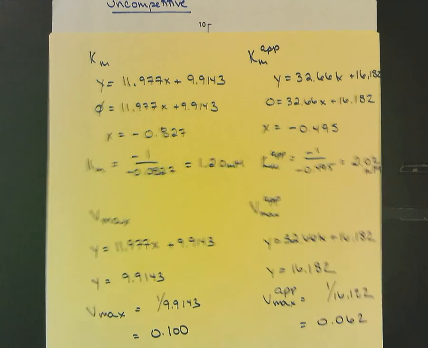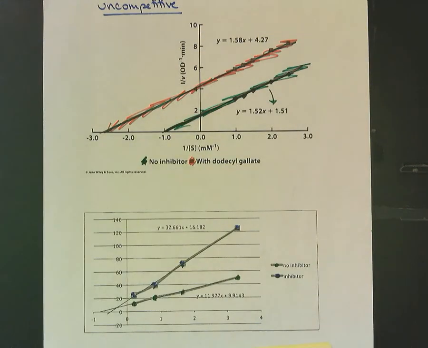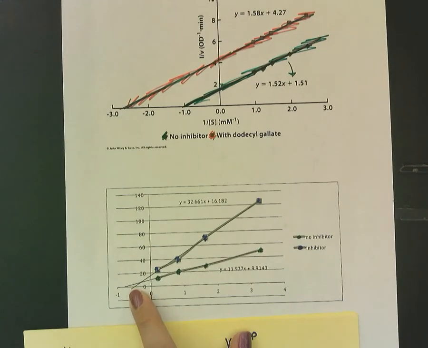In the mixed, it's a little tricky to tell exactly what's going on with the Km because the points come real close to each other. So you should be able to calculate it, tell me what happened to the Km, calculate what happened to the Vmax, and be able to tell me which one of the 3 it is.